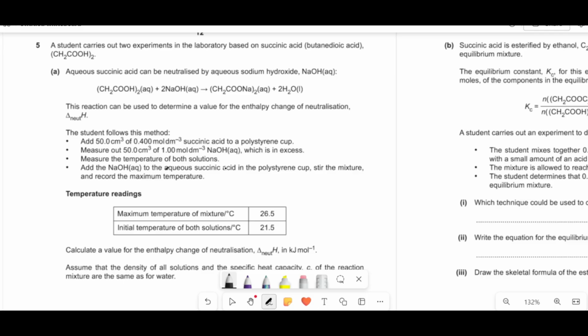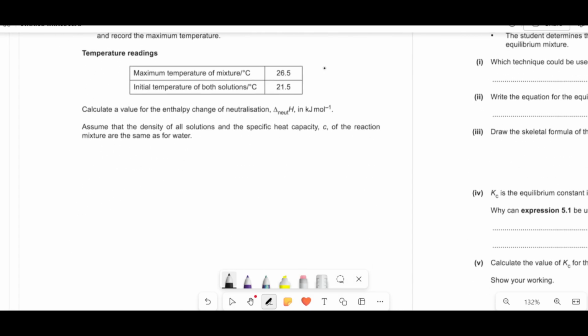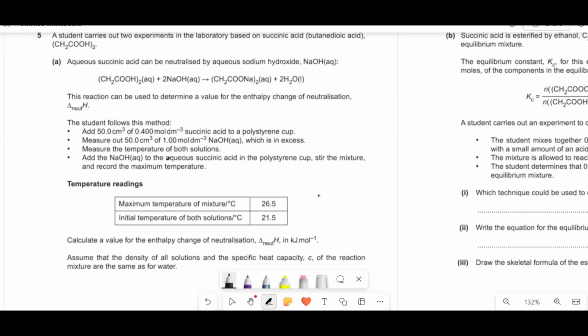The student follows this method, so what they do is they get 50 centimeters cubed of 0.4 mole per decimeter cubed succinic acid into a polystyrene cup. They measure out 50 centimeters cubed of 1 mole per decimeter cubed NaOH, which is an excess, and they measure the temperature of both solutions, add the NaOH to the aqueous succinic acid, stir the mixture, and then record the maximum temperature. And here are their temperature readings, fine, and it says calculate the value for the enthalpy change of neutralization in kilojoules per mole.